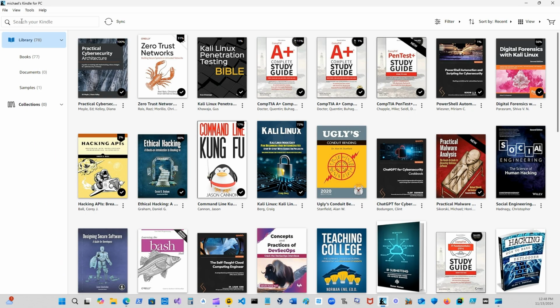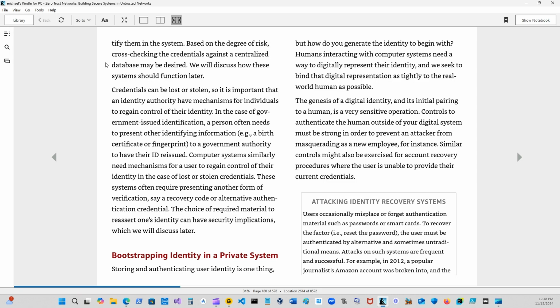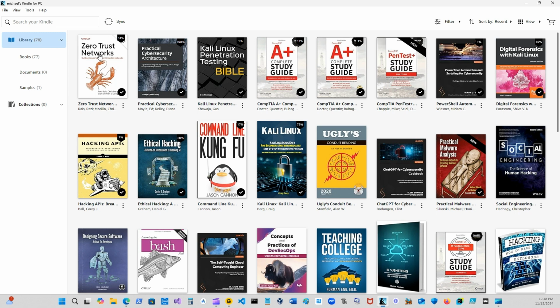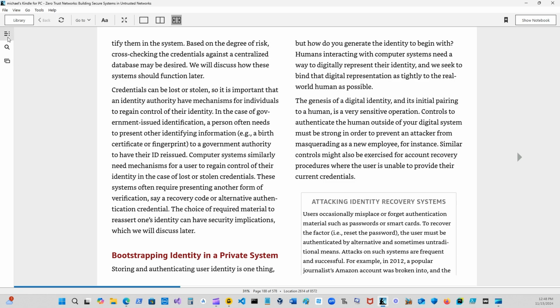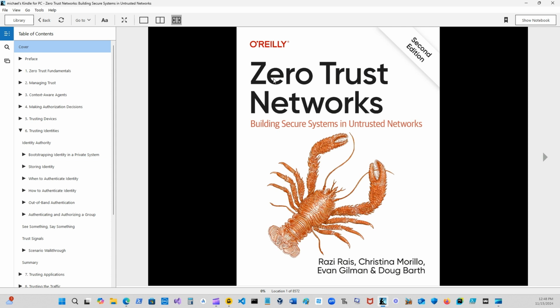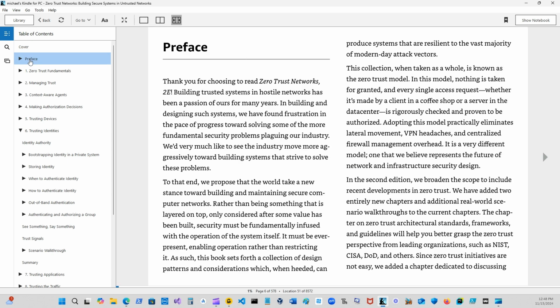Anyways, so we'll go back, and then we'll go to. So this shows you at a high level about security architecture, and then you come to a book like this, Zero Trust Networks. You go over here to Zero Trust Networks, building secure systems in an untrusted network, by Razi Rais, Christina Morillo, Evan Gilman, and Doug Barth. So this one goes into ZTA, Zero Trust Architecture.